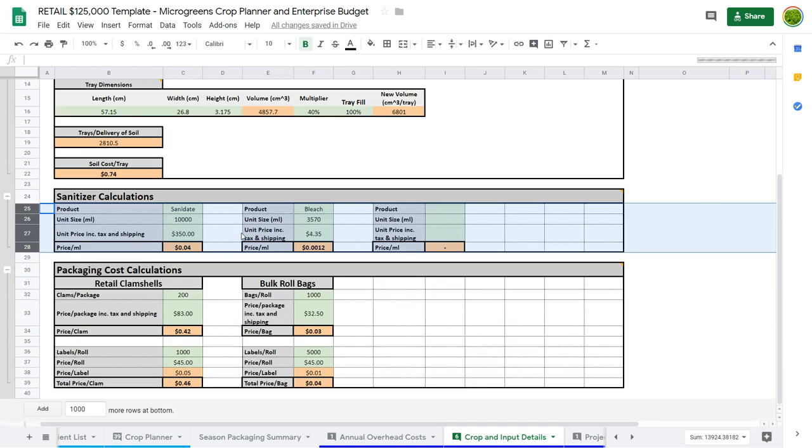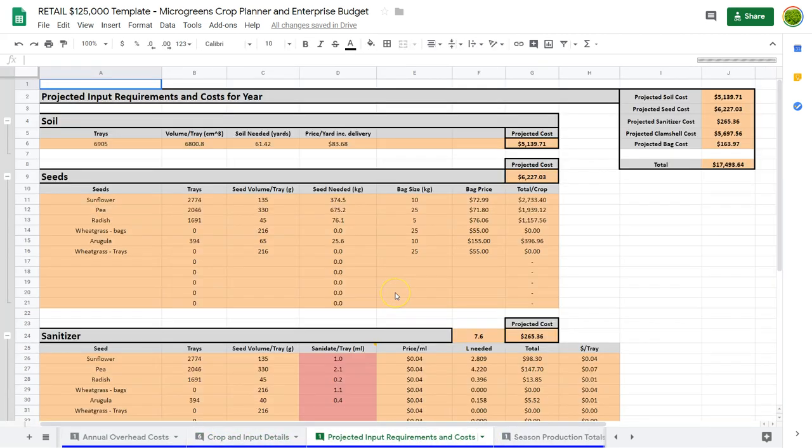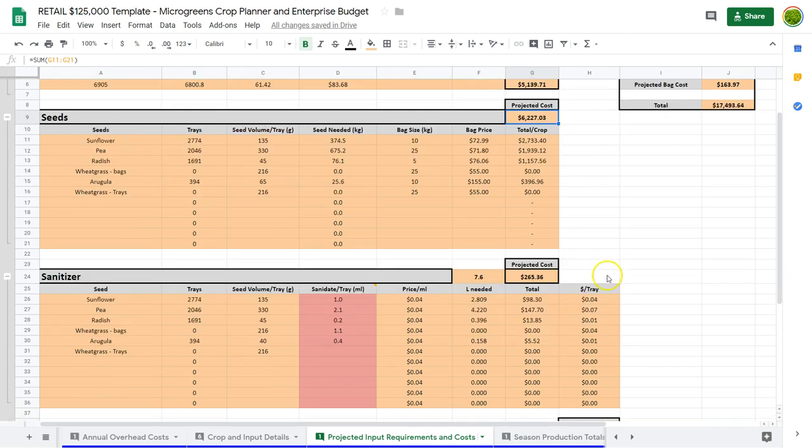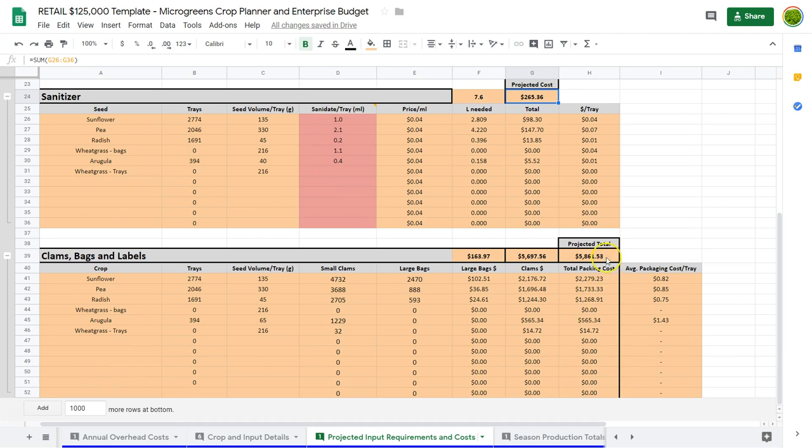So I won't go into detail there. Once again, you're just putting information into the green cells, and the calculations are coming out in the orange cells. Once we have all this, this does another summary for us. Based on our figures, it looks like we're going to have about $5,100 in soil costs, $6,200 in seed costs, $265 in sanitizer, and about $5,800 in packaging.